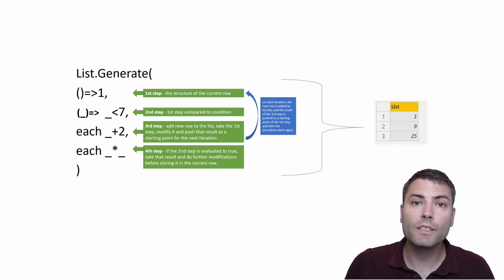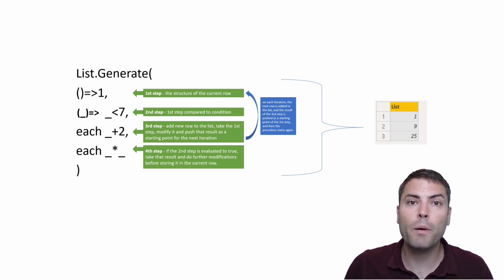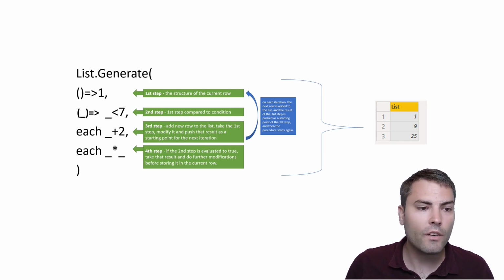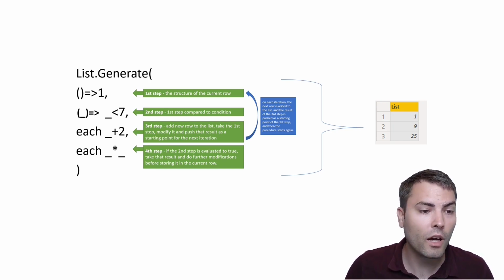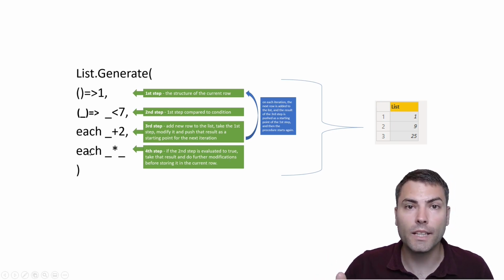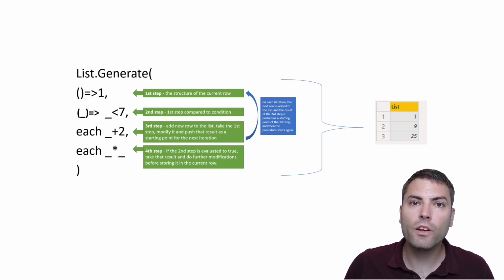Now this argument is taking the initial state of the current iteration and then does the comparison with the condition. If the condition is true, it stores that result in the current row of the list or pushes it to the optional fourth argument for further processing. If the condition evaluates to false, then the function execution stops and returns everything that was stored up until the last iteration that resulted in false.